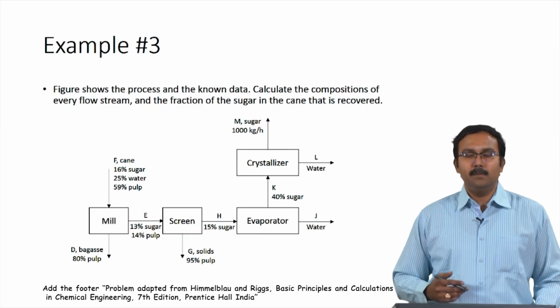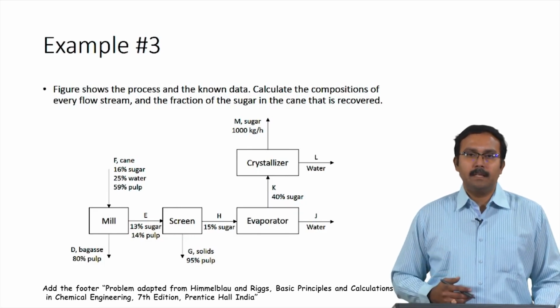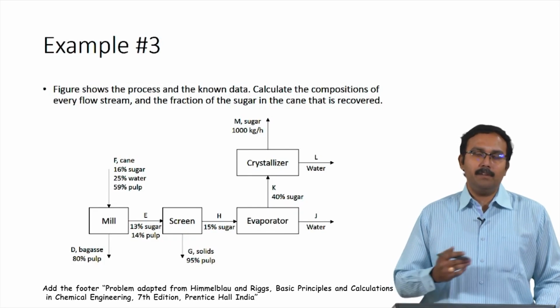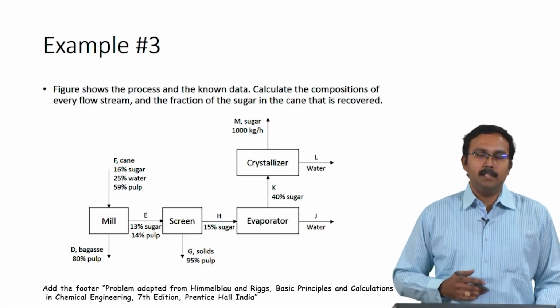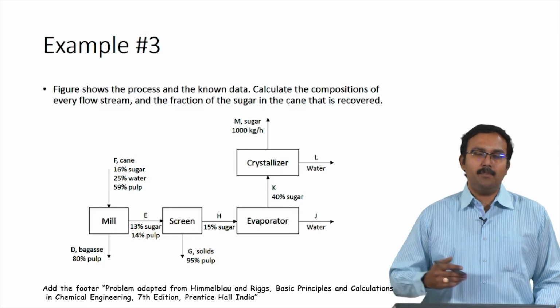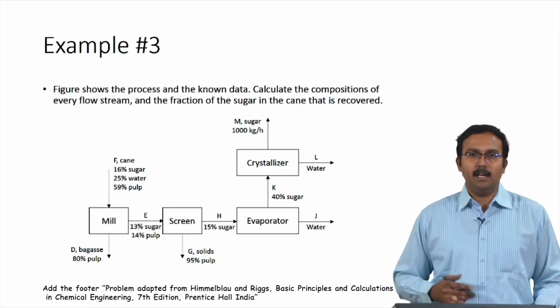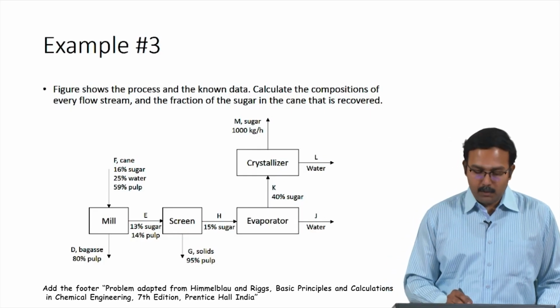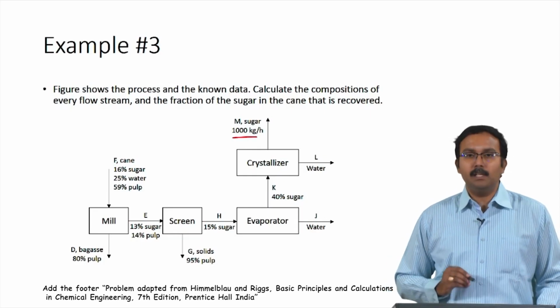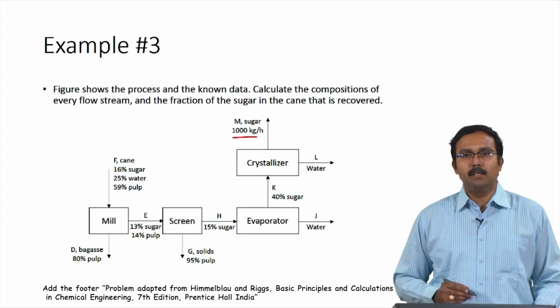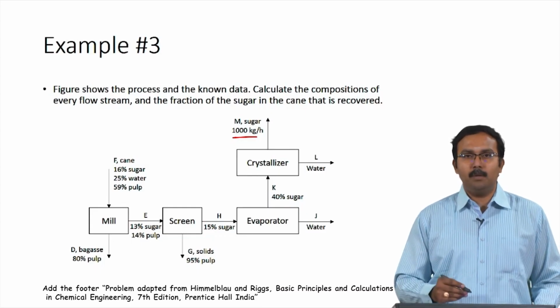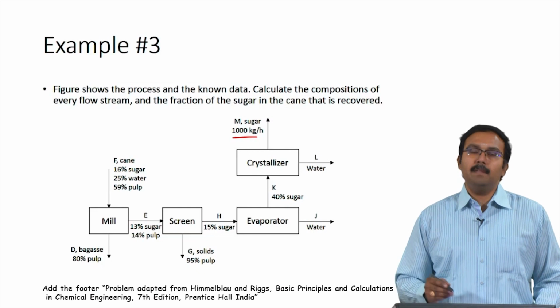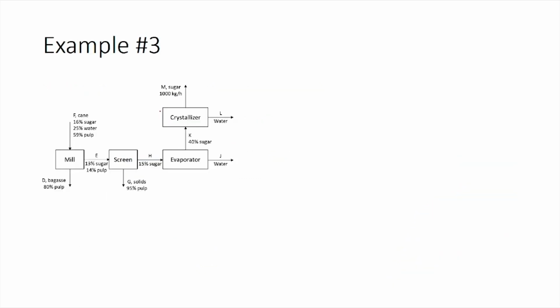Instead, we can start with single systems. Where do we start? In the previous example we started with the input stream because we had information about the feed which was entering. However, here we have information about the product which is being produced. It has been told that we are producing 1000 kilograms per hour of sugar. Because we have information about the product stream, we can start from the last unit. So, we will start with the crystallizer as the system of interest.